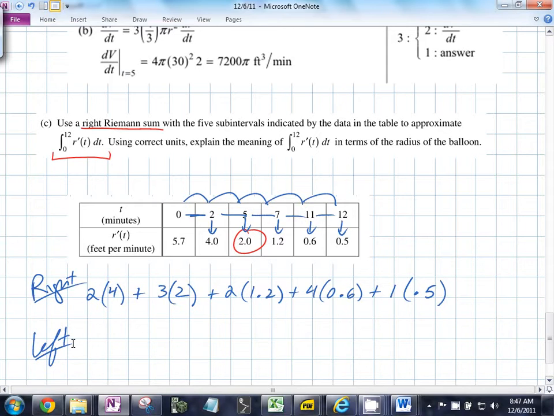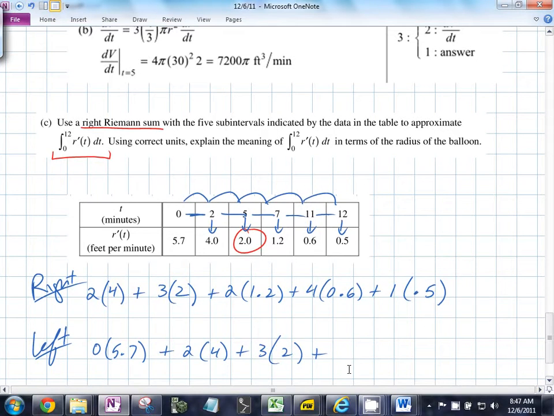0 times 5.7 plus 2 times 4.0 plus 3 times 2 plus 3 times 2... not 2, sorry. I'm reading this backwards. 2 times 1.6 plus 4 times 0.6. That's not what we needed, but that's the left one. If you wanted to do the left one, you don't need to make a graph. You can if you want to. This comes out to be.